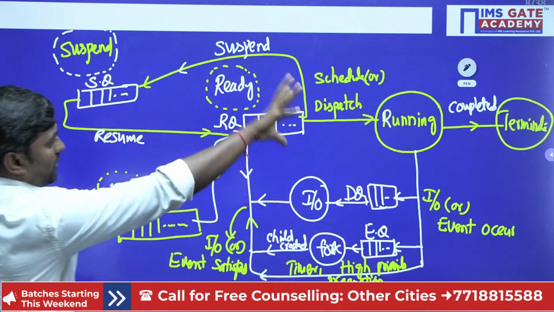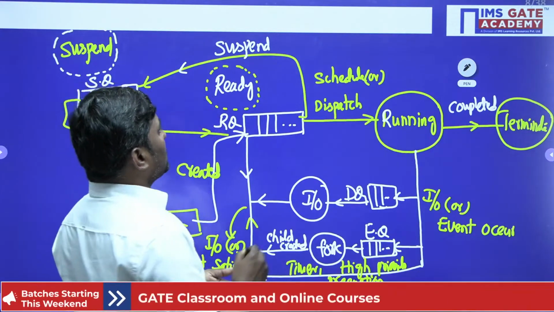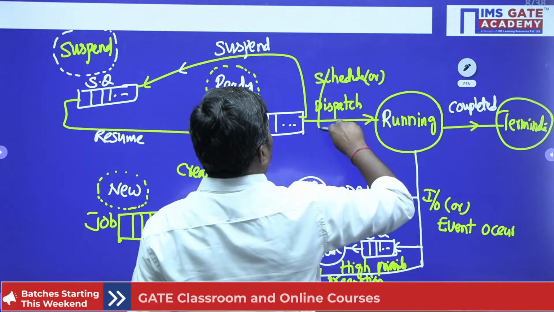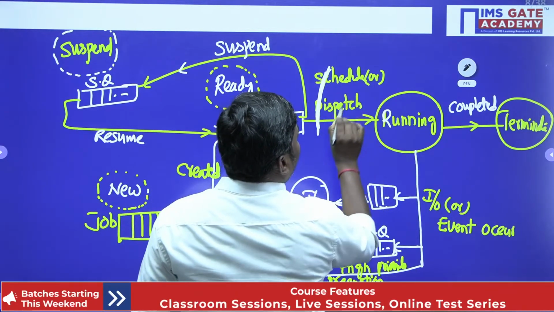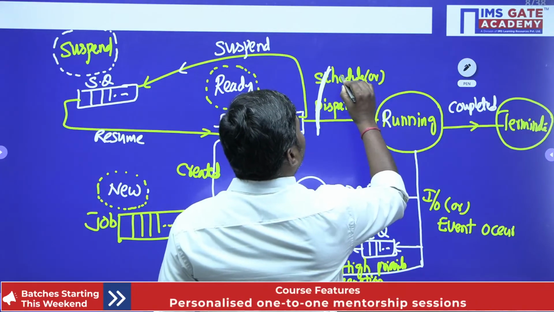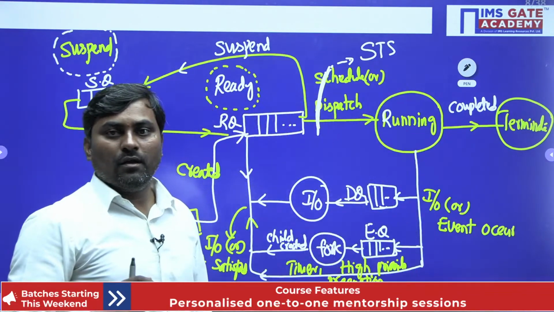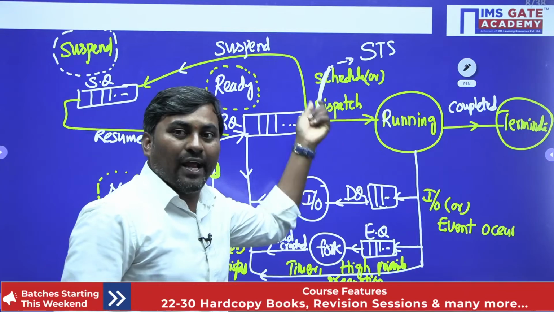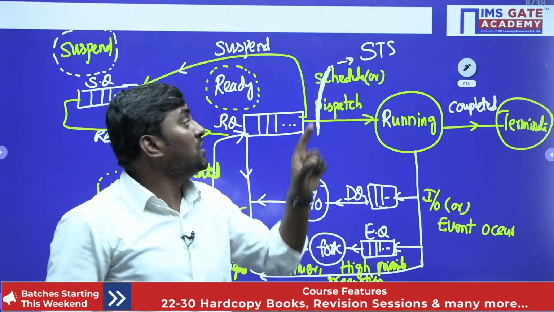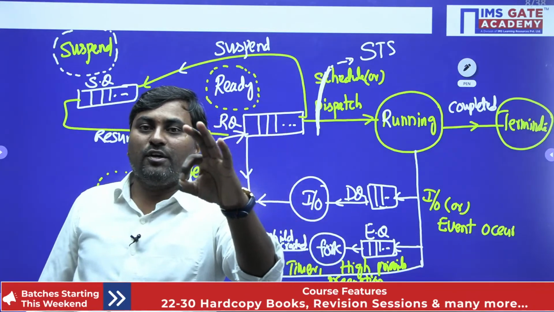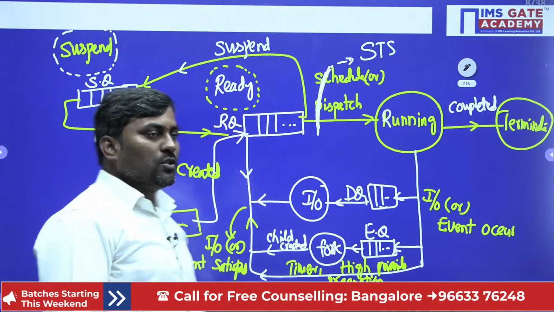Now look at this diagram, the process state transition diagram, and see the presence of schedulers. Here, ready to running state: I said we have to schedule or dispatch a process from ready state to running state. Who is doing this activity? The short term scheduler. The short term scheduler's functionality is to pick a process from the ready state and load it into the running state. That's it.